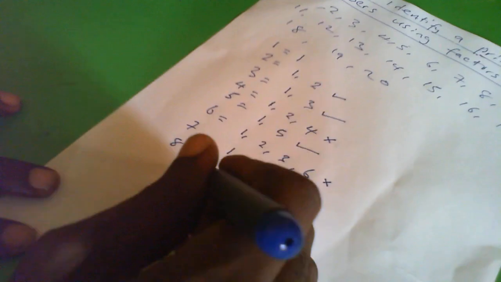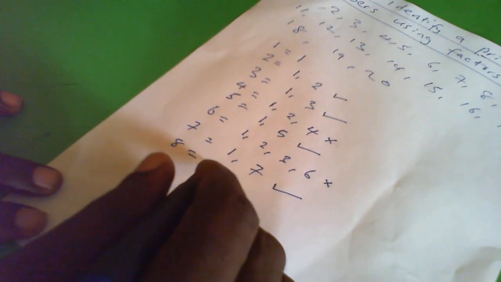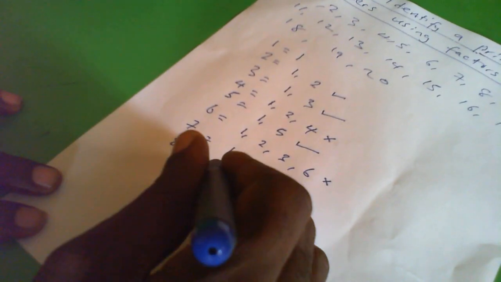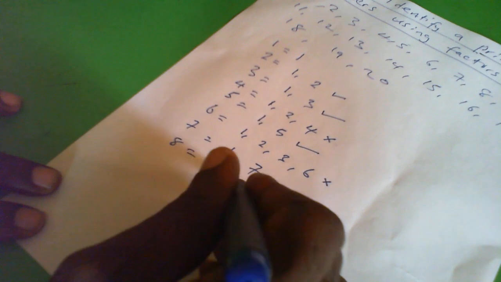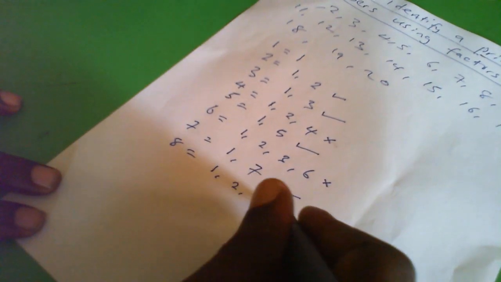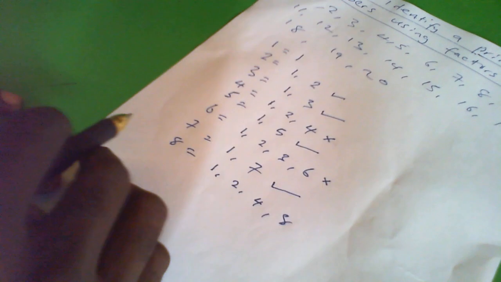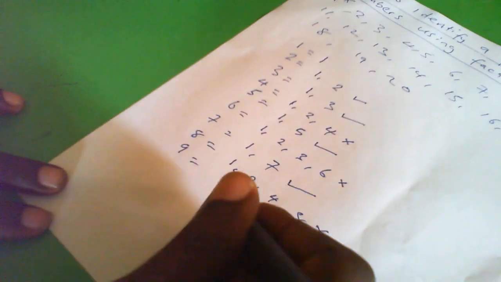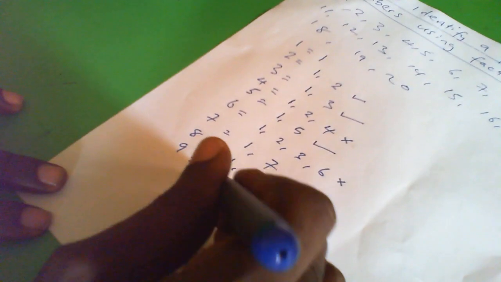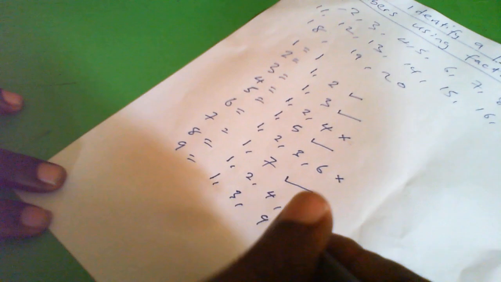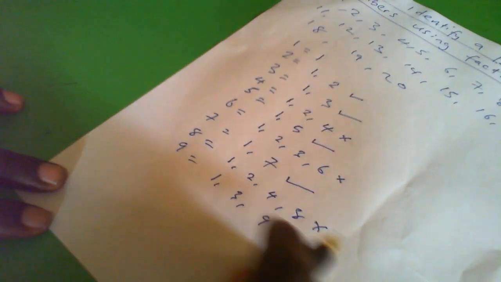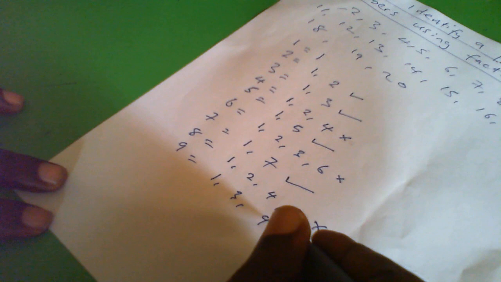8. The factors of 8 are 1, 2, 4, and 8. It has exceeded 2, so it cannot be called a prime number. So this one is out. Now let's go to 9. The factors of 9 are 1, 3, and 9. So it has exceeded 2, so it cannot be called a prime number.